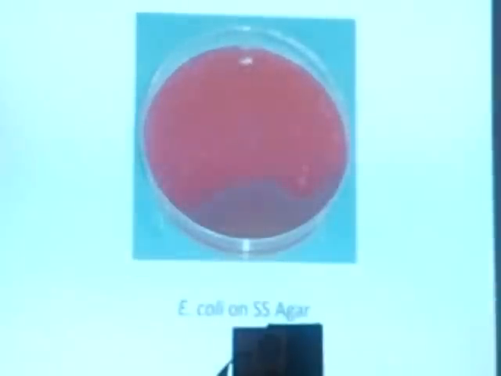But on MacConkey agar, even if it is an H2S producer, it will not produce a black colony because there is no system in the medium to detect H2S production. But here, E. coli cannot produce H2S on its own. Its physiology doesn't allow it to produce H2S. Therefore, it has the same appearance as that on MacConkey agar. You can even see the bile salt precipitation more clearly here. You can see that in between the colonies there is precipitation, a pink color.